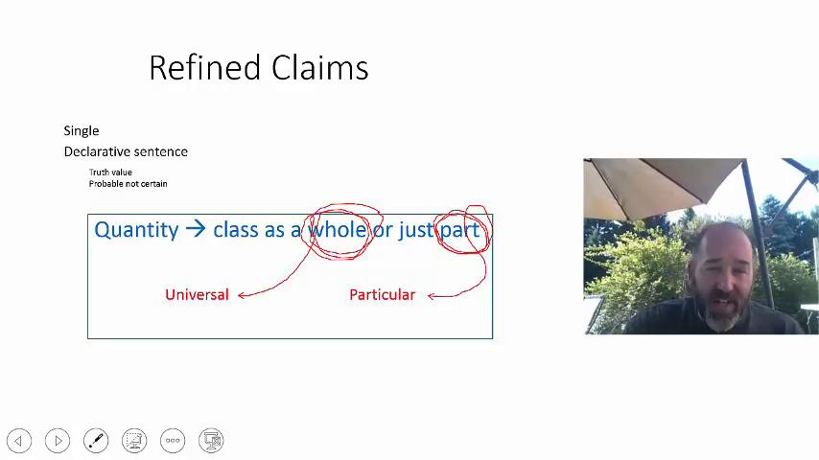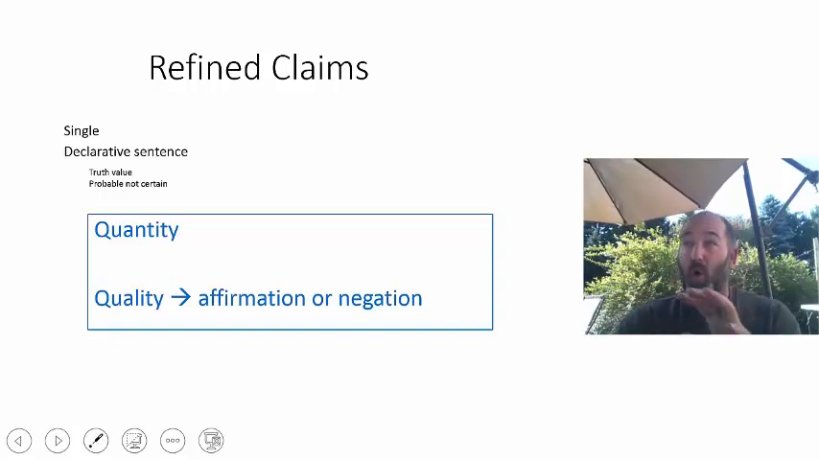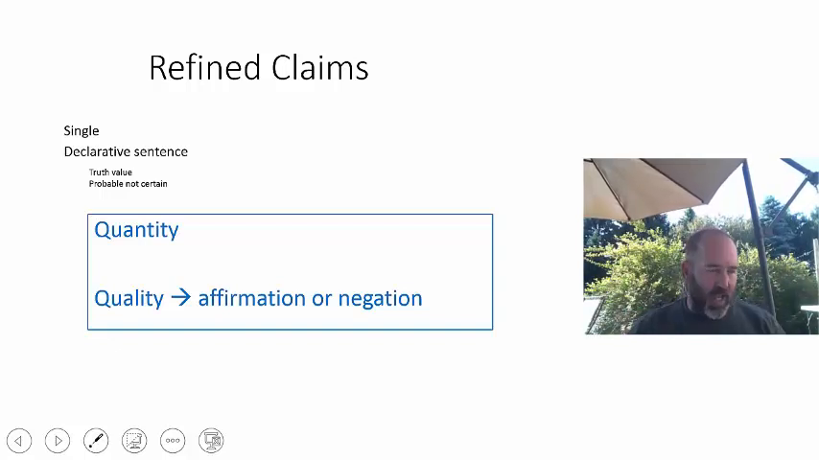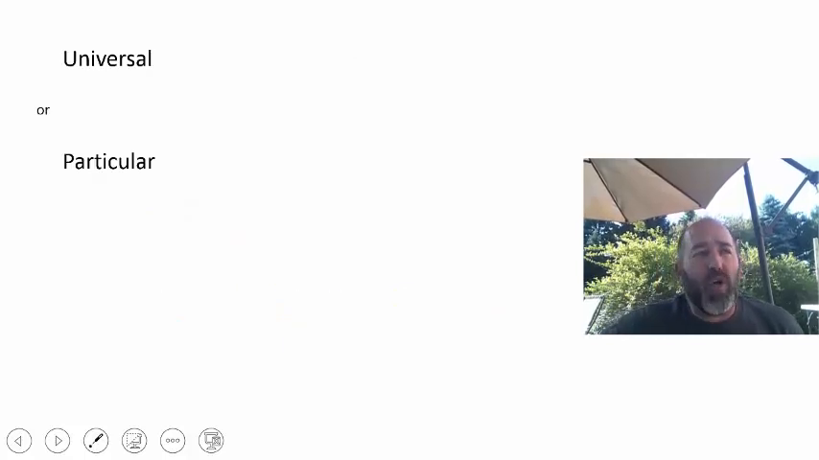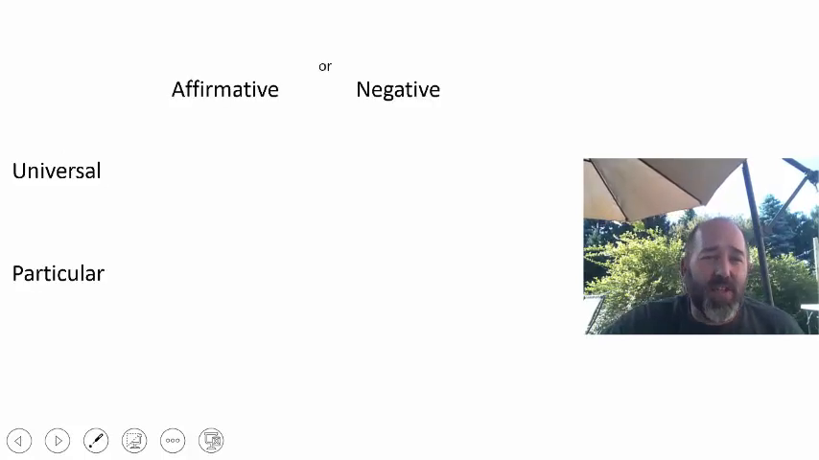Because in order to understand quantity, you also have to understand quality, which is either for yes or no, right? It's either saying what something is, affirming its nature, or saying what something is not, denying that it has some other nature, right? All claims have both a quantity and a quality. When we're referring to all of something, we call it universal. When we're referring to part of something, we call it particular. If we are saying something about what it is, we call that affirmative. If we say something about what it is not, that is negative. Okay, so all claims have a quantity and a quality.